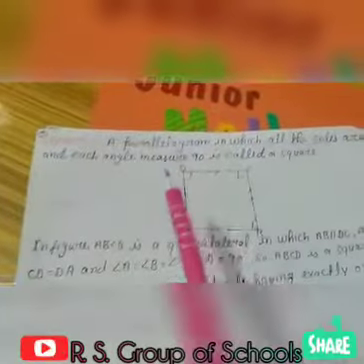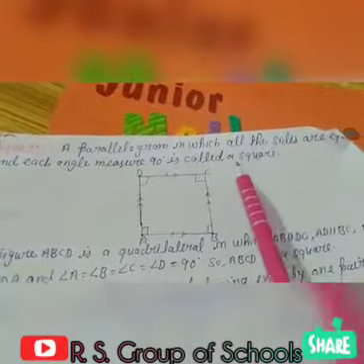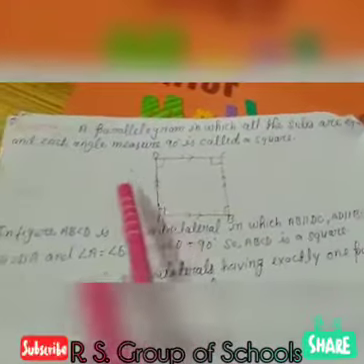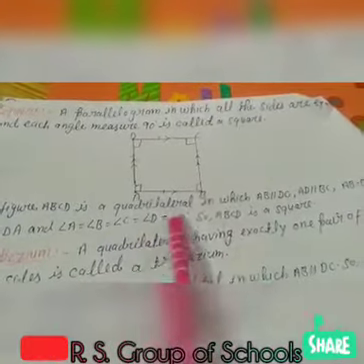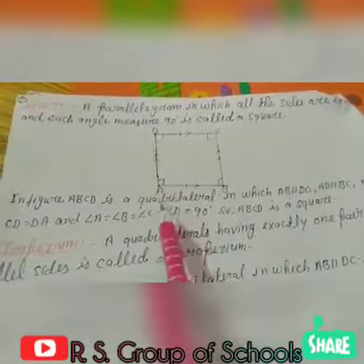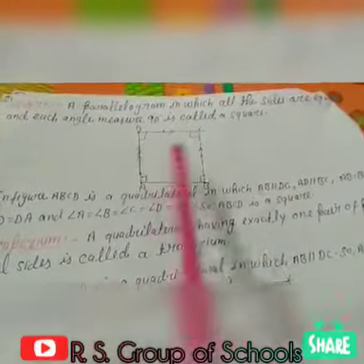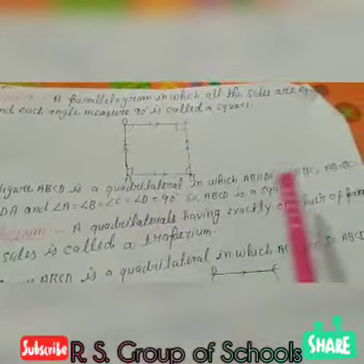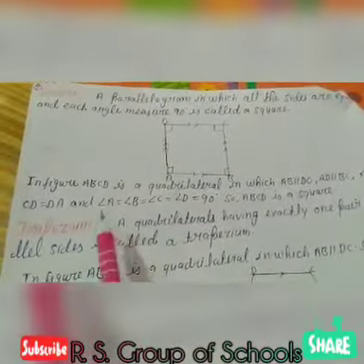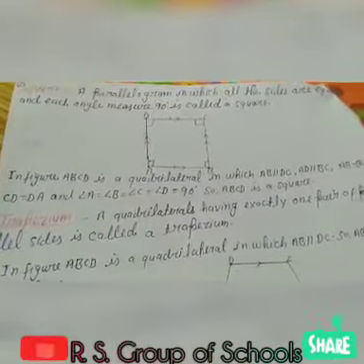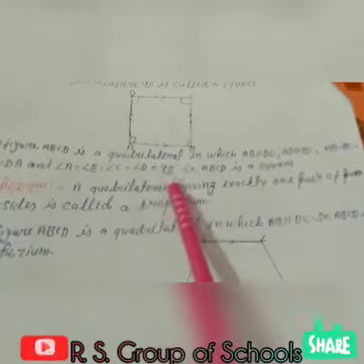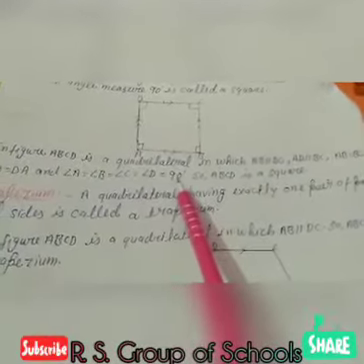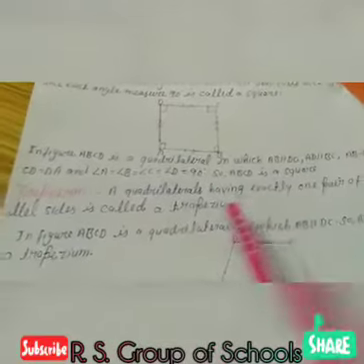Now we discuss the square. A parallelogram in which all sides are equal and each angle measures 90 degrees is called a square. ABCD is a square. AB is parallel to DC and AD is parallel to BC, and AB equals BC, BC equals CD, CD equals DA. And angle A, angle B, angle C and angle D are equal to a right angle, meaning 90 degrees. So ABCD is a square.